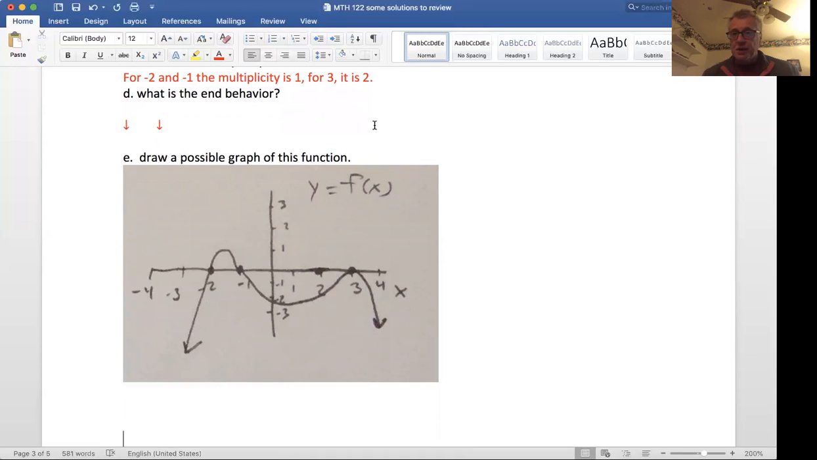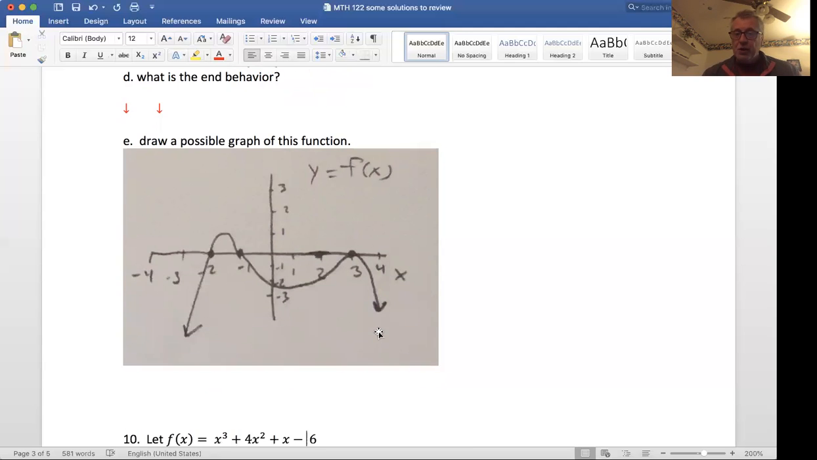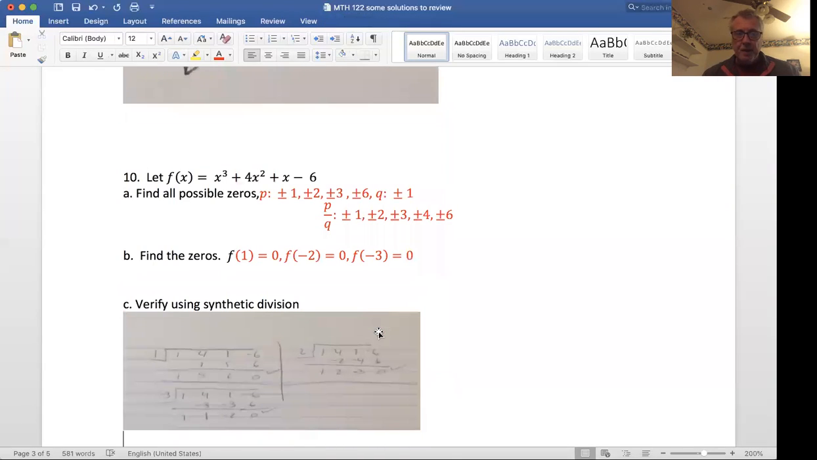Draw a possible graph of this function. Again, this could look any place in between the zeros. However, you have to have the end behavior that represents a negative leading term for a fourth degree polynomial. You have to have minus 2 and minus 1 representing zeros where the graph goes through the x-axis because each one of those has degree 1. And at 3, you have to have the graph just touch and then go back down because the degree there is 2. Remember, when the degree is even, the graph just touches the intercept. It doesn't cut through it.